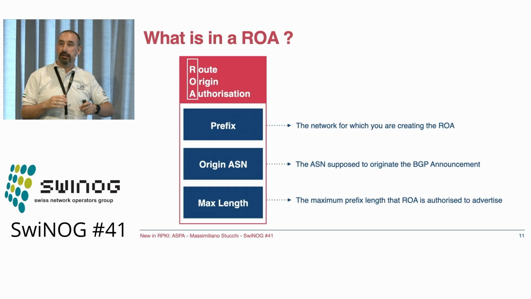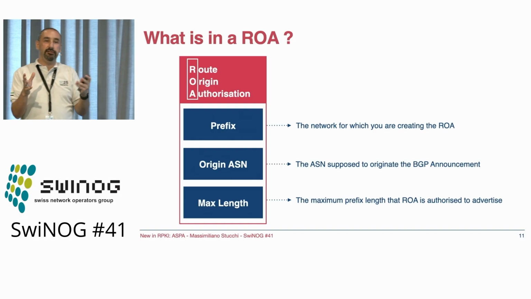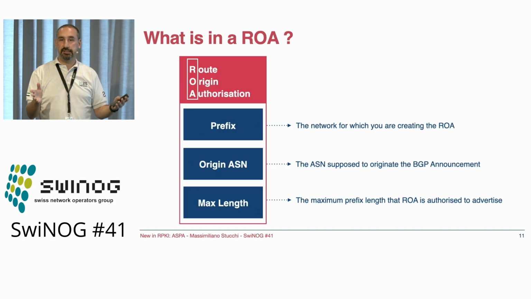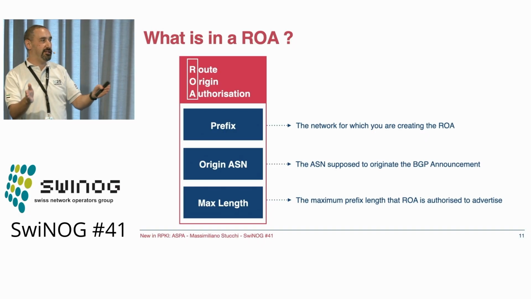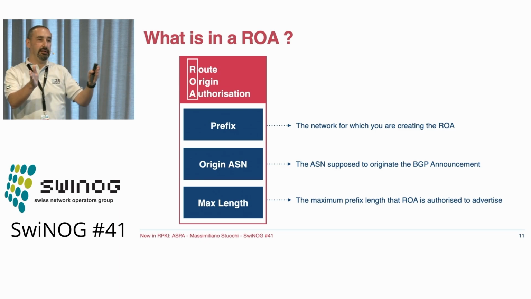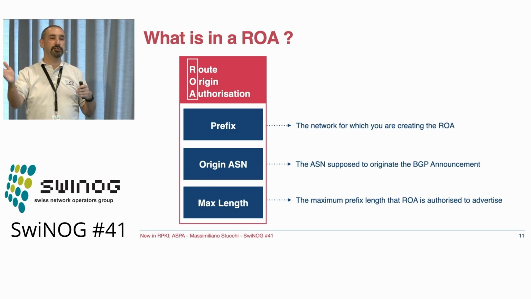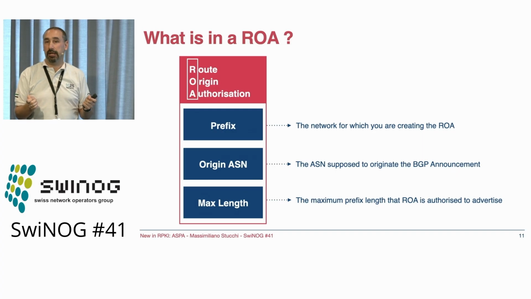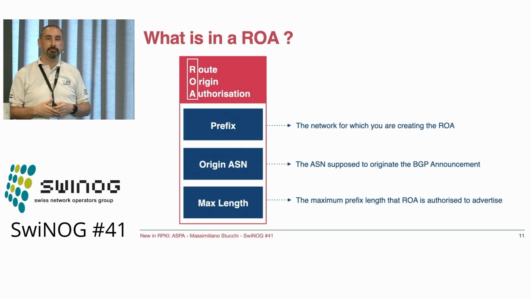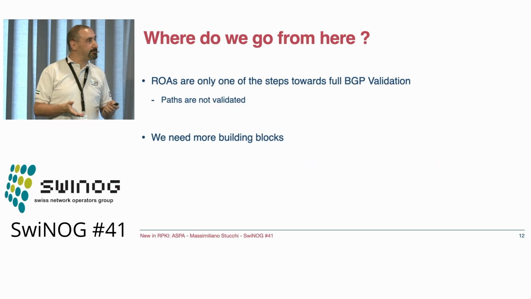The idea of the max length is if I have a large network, say a /16, I can make one statement and say, this ASN is allowed to announce anything from /16 to /24 in this area. And I can use it to make my life a little easier, but there are drawbacks when we do that. And that's for another talk.